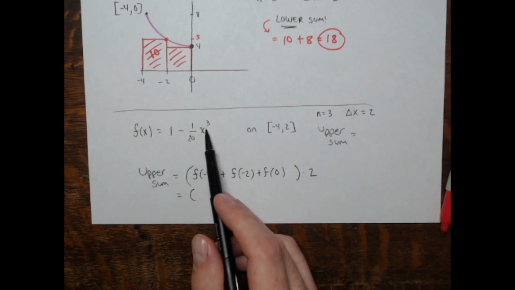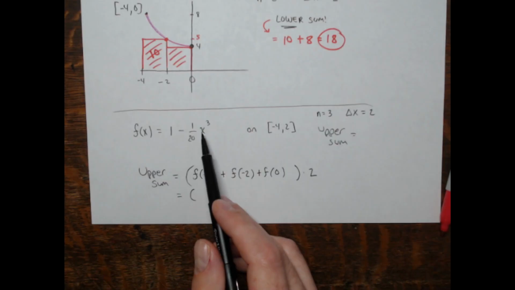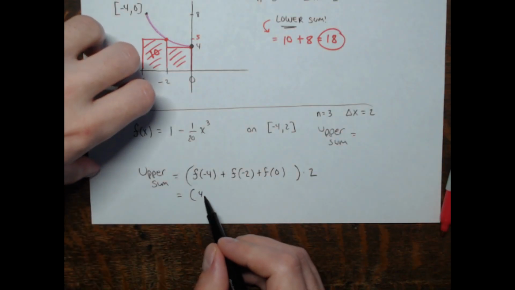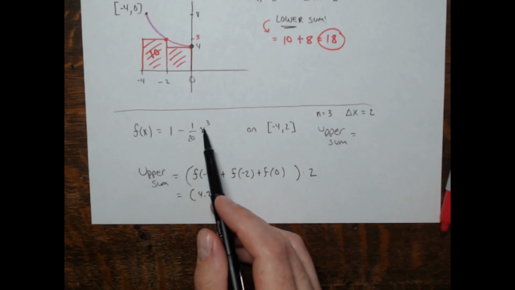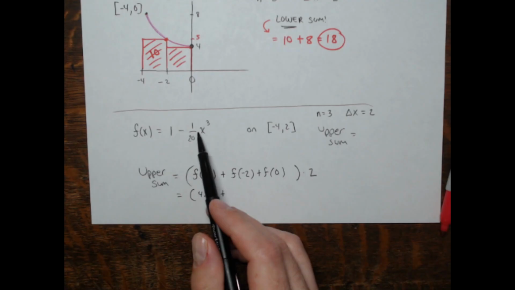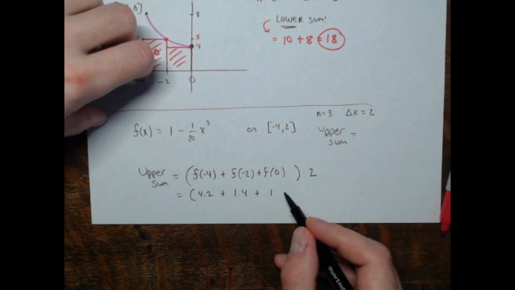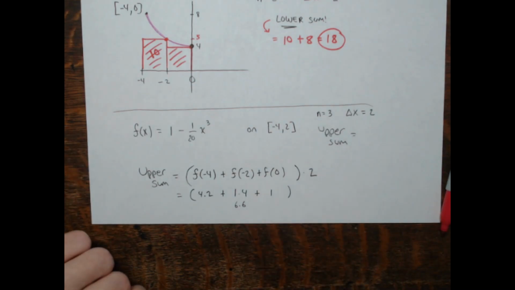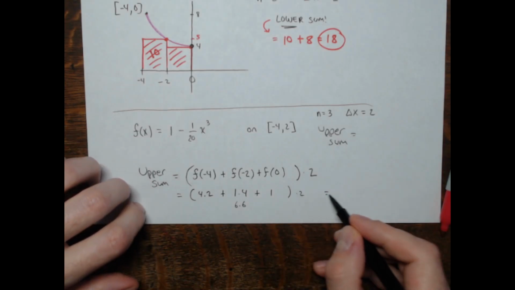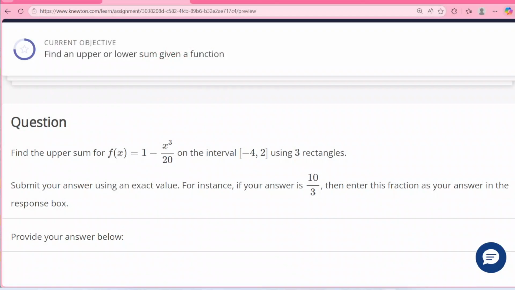You got -4 cubed is -64. So it'd be plus 64/20ths, which would be 32/10ths. So 1 plus 3.2 would be 4.2. Plus f at -2. -2 cubed is -8. This would be plus 8/20ths or 4/10ths, so 1.4. And then f at 0 is 1. So this is a 6.6, and then times 2 would be 12 plus 1.2, 13.2 square units for this upper sum. Again, that should overestimate the actual area.